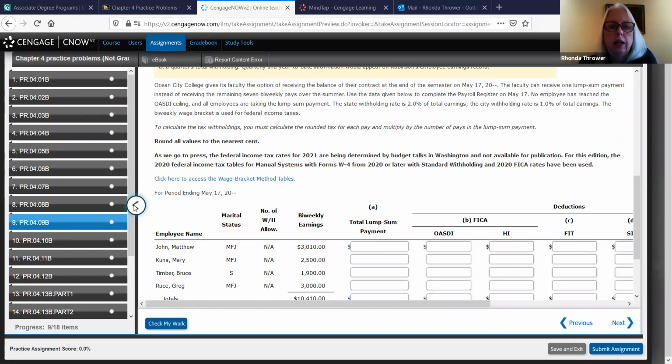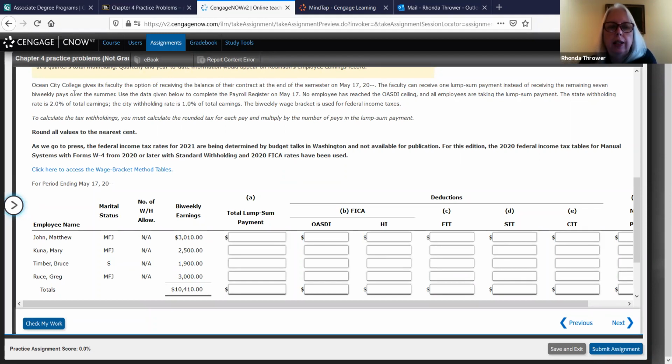I'm starting with Ocean City College, which has given its faculty the option of receiving the balance of their contract at the end of September on May the 17th. Faculty can receive one lump sum payment instead of receiving the remaining 7 biweekly payments over the summer. So the faculty are getting paid biweekly, and in the summertime they're going to get a lump sum payment for 7 biweekly pay periods.